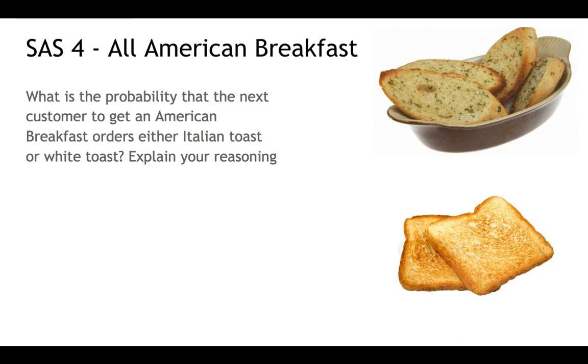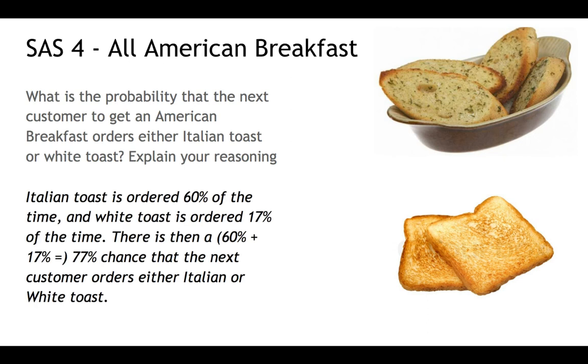You can just look at the bread options, and since it's any bread and any meat, it doesn't matter about that. Just worry about the percentages of getting the actual Italian toast or white toast. You're getting 2 different types of toast, so you add those 2 together. So you've got 60% get Italian toast and 17% get wheat or white. So you add those together, 60 plus 17 is 77%. So the next customer that orders either Italian or white toast has a 77% chance.